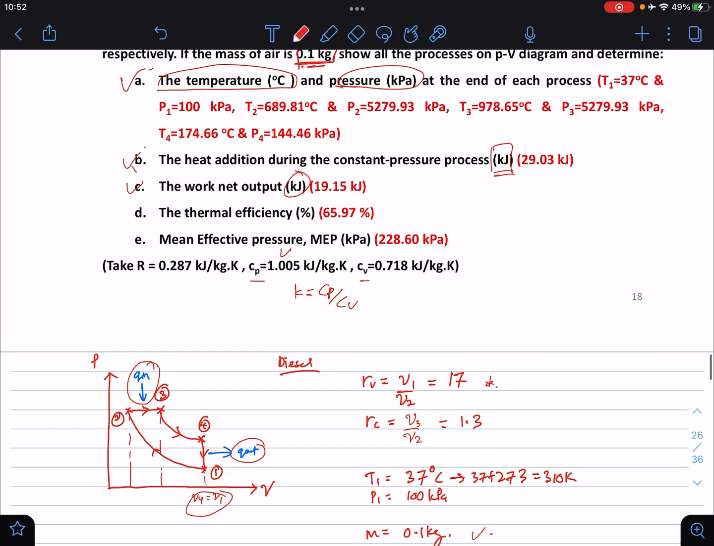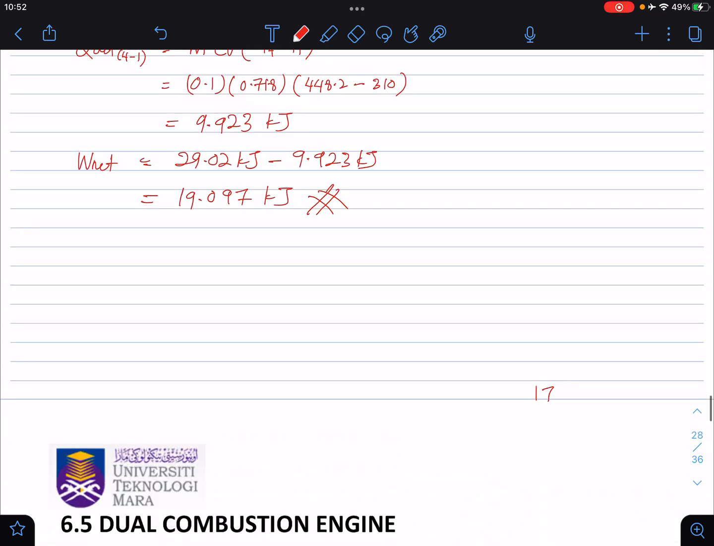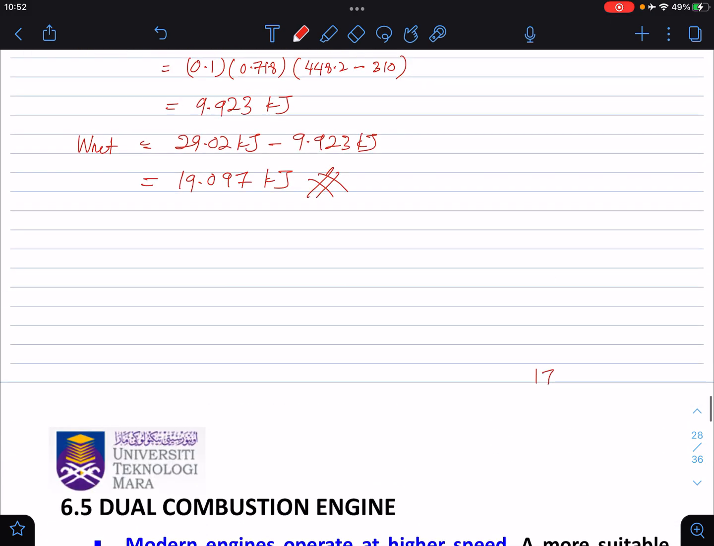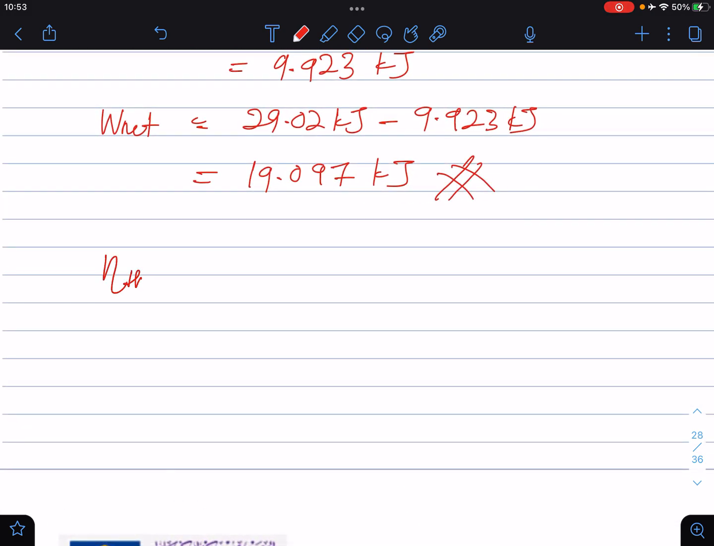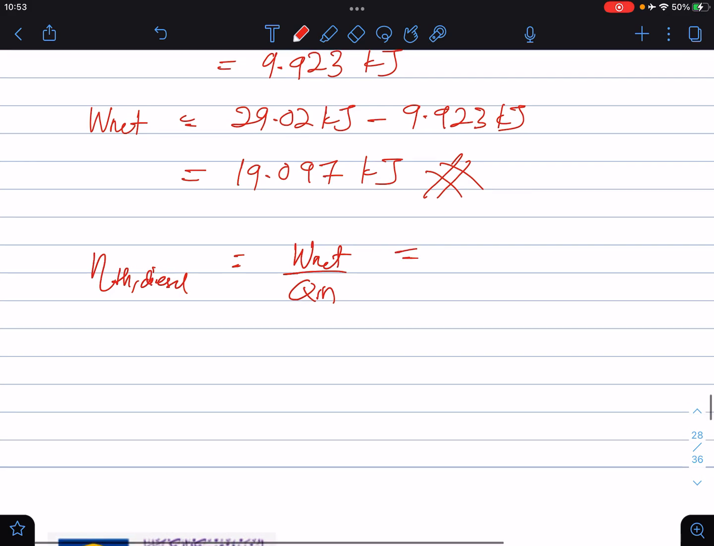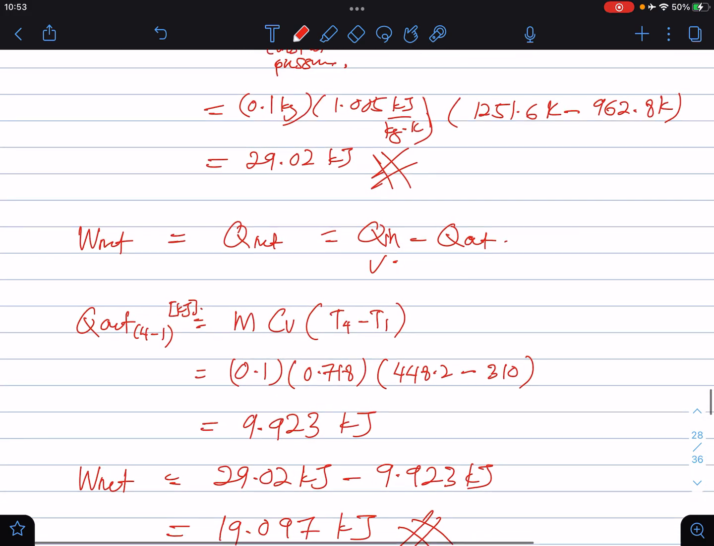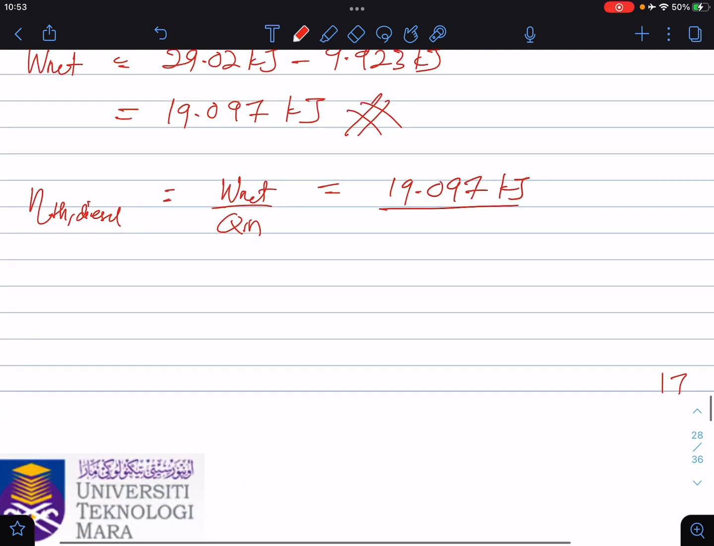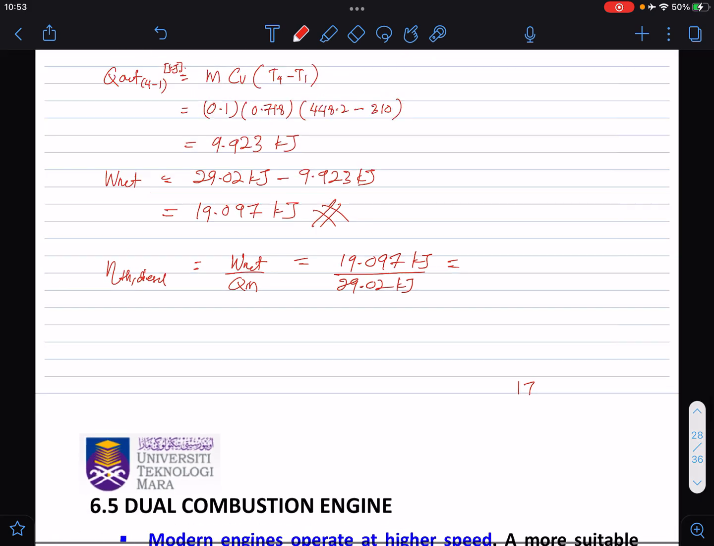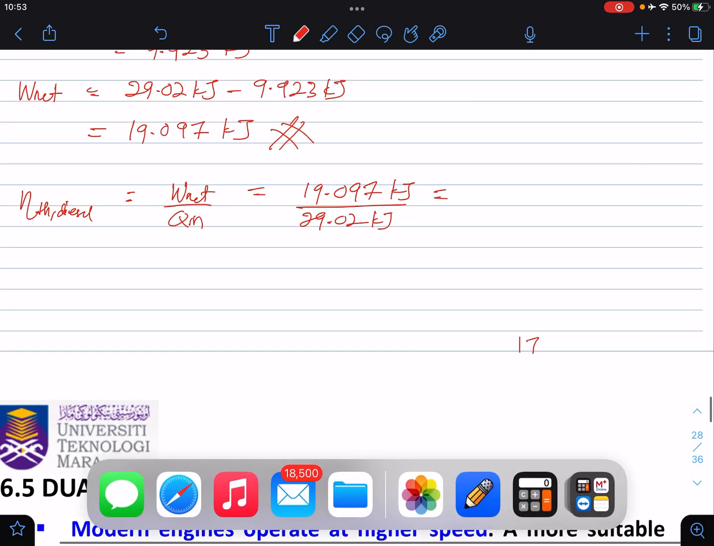Okay, so this is your answer for work net. So question C answered. The thermal efficiency is calculated by the work net over the Q in. Okay, so what is the work net? You calculated 19.097 kilojoule, divide by your Q in, 29.02. So you just punch your calculator and get the answer easily.